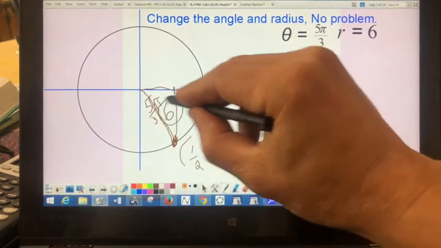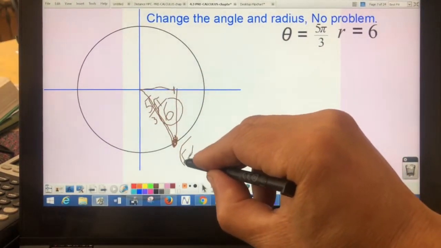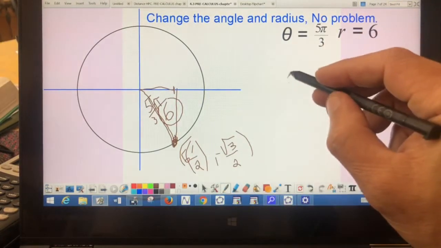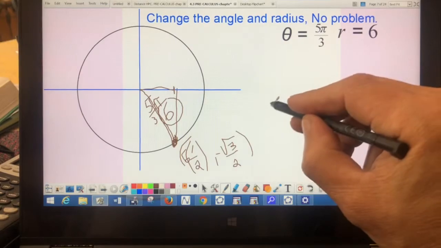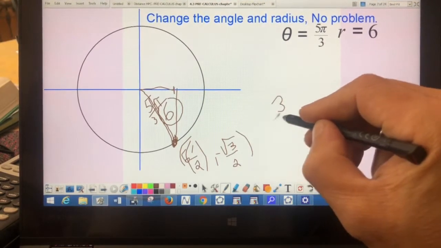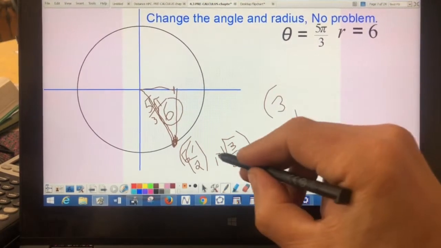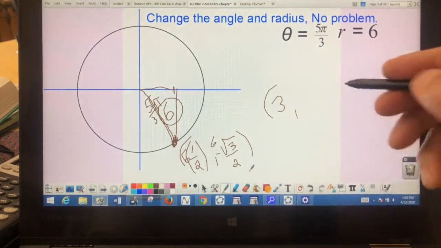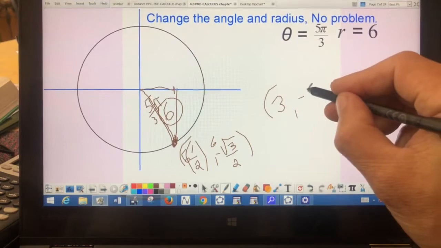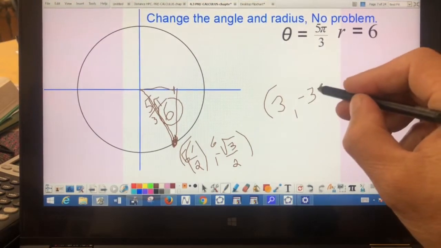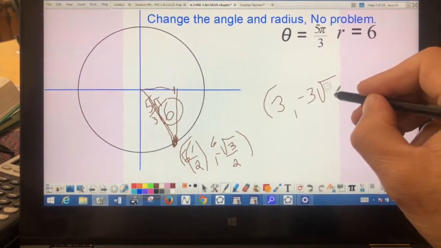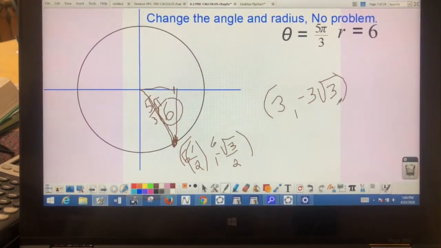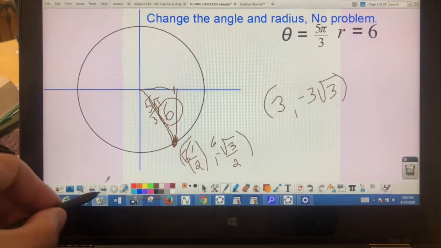So if you have a 6 for the radius, it should be 6 times that amount. And again, you put a 6 in front of a 1/2, or times 1/2, you get a 3, because half of 6 is 3. And then if you put a 6 here, you're basically doing 6 divided by 2, and it should be negative because it's going to pick up a negative sign. So negative 3 root 3. Okay, that's how that works. That's a quick review of what we did last time.